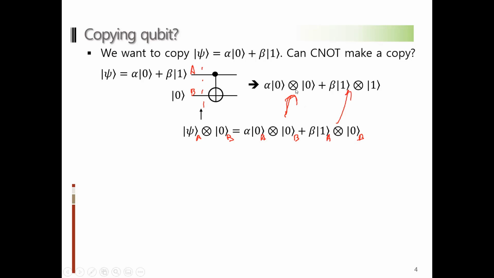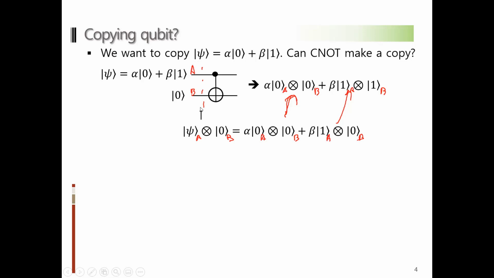So if you just look at this one, it looks like the first qubit A was 0, and then B is 0, and then A is 1, and B is 1. So is this the copy of this state? No, because when we talk about copy, we don't want this kind of situation. This is AB and this is AB, and this is not what copy means.